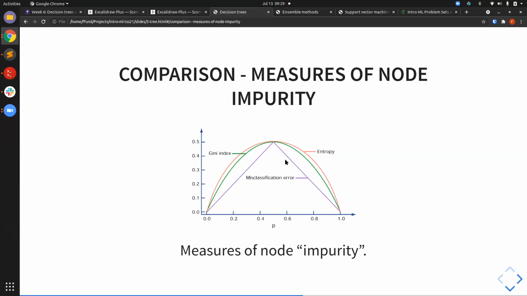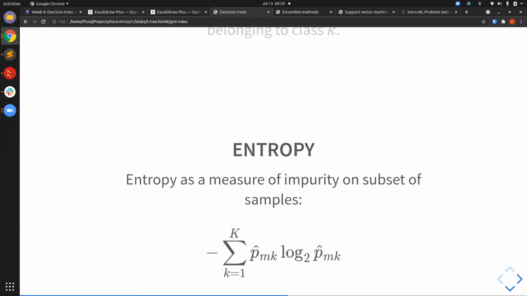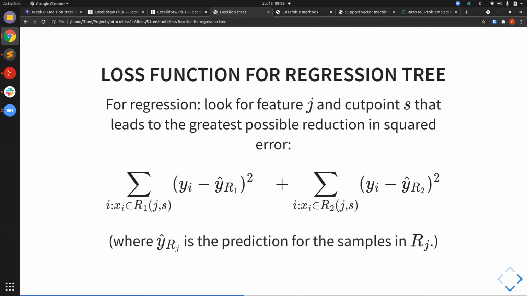So this is a typical approach when splitting for classification. At each split, you measure the node impurity, and you choose the split among all your possible choices as the one that ends up with the smallest impurity. So we'll do an example in a moment with the entropy impurity metric. I just want to mention that if you're doing a regression tree, then at each split, you're going to look for the greatest possible reduction in squared error.